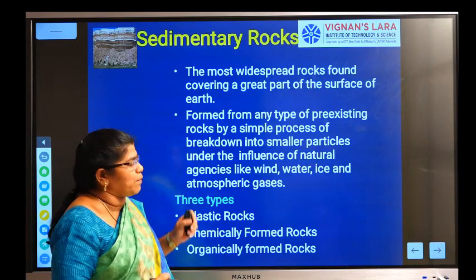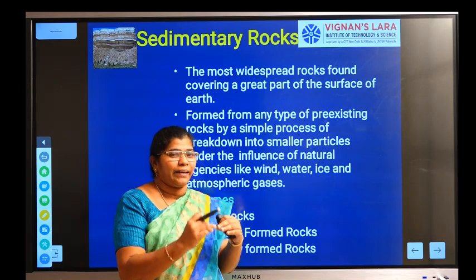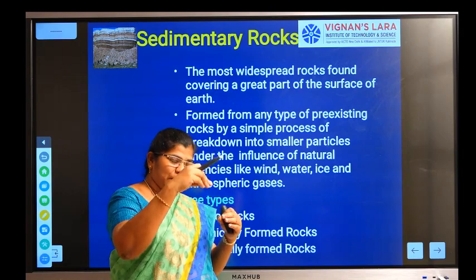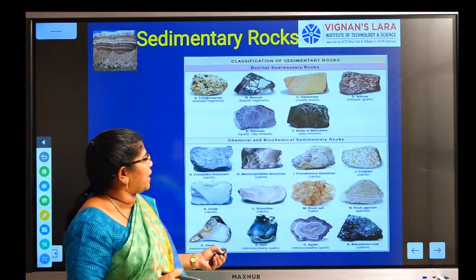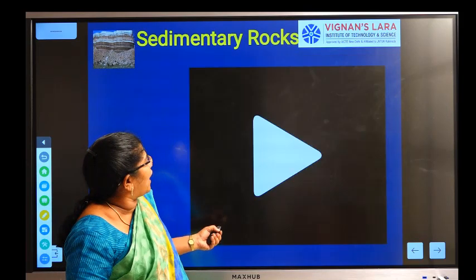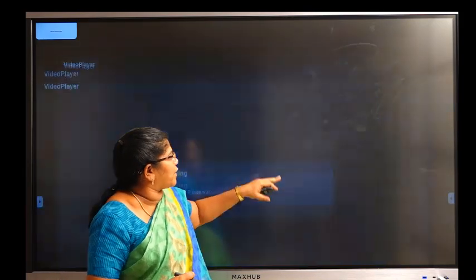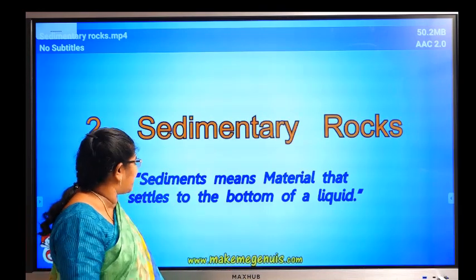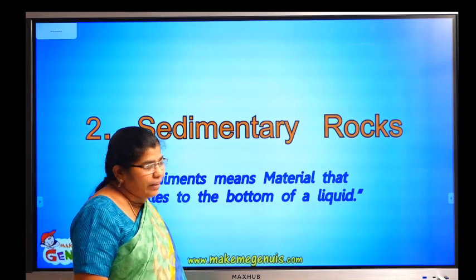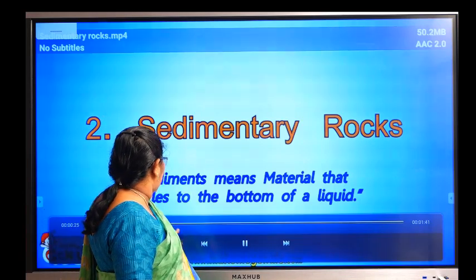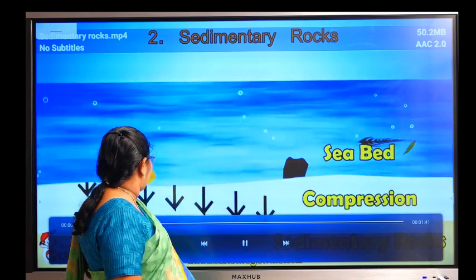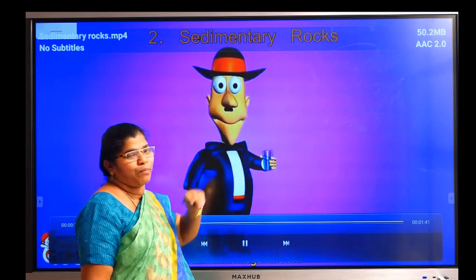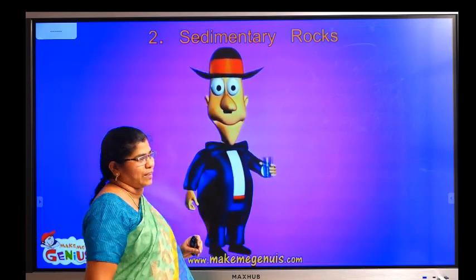Next we will go in for the sedimentary rocks. Sedimentary, right? Sediment. What is sediment, right? It is the one after another particles, it will be sedimented. For example, I will tell you about the sedimentary rocks. I will show you a video to tell you the sedimentary rocks. Here you can see this. Sedimentary rocks means materials that settle at the bottom of the liquid. Similarly, I will show you here. You can see a tumbler, right? In the tumbler, you can put a sediment, some stones, it will go and settle in the bottom. So this is an example of the sedimentary rocks.